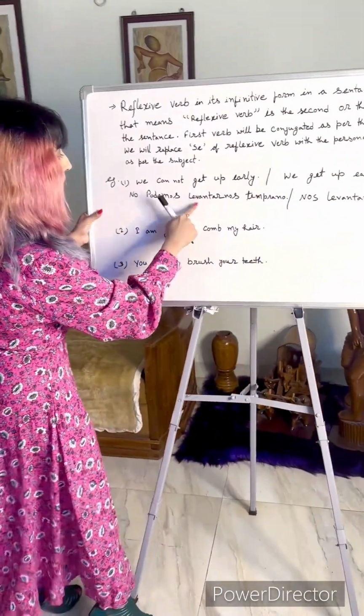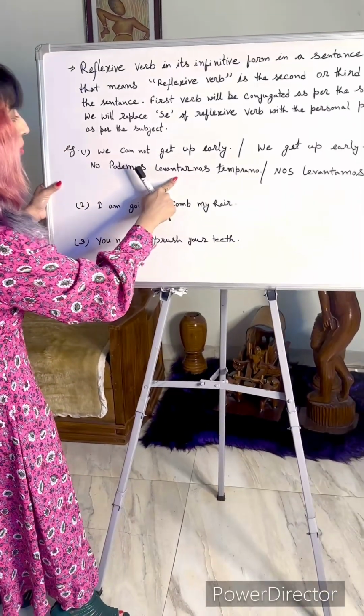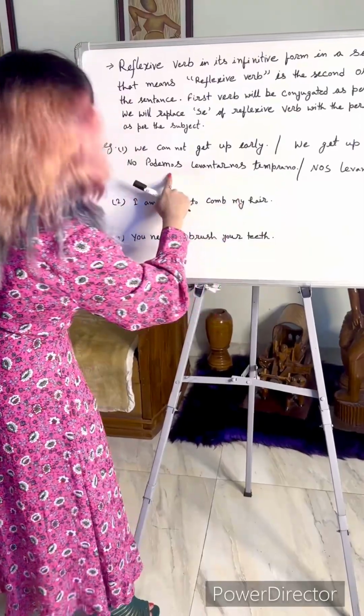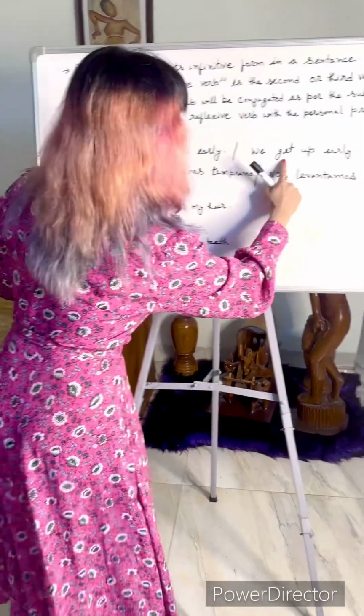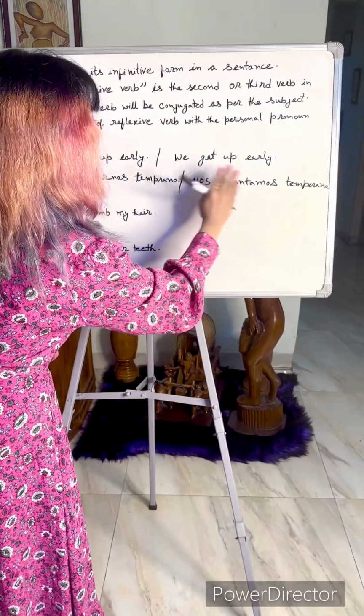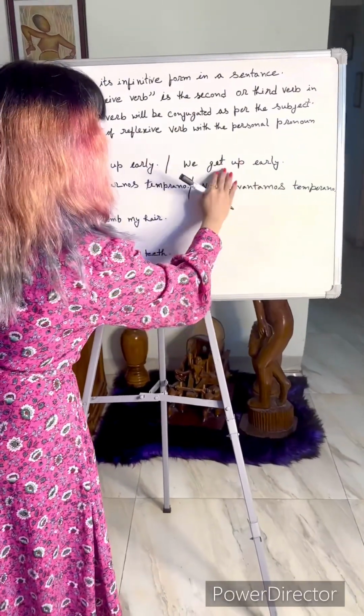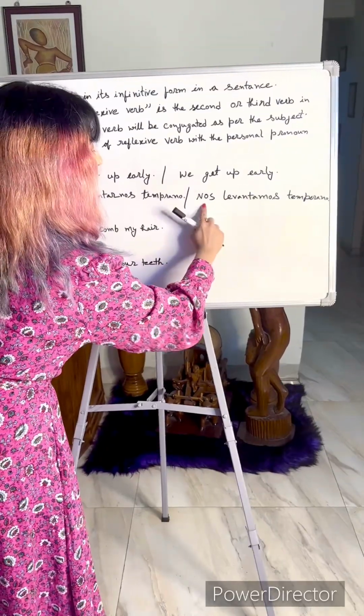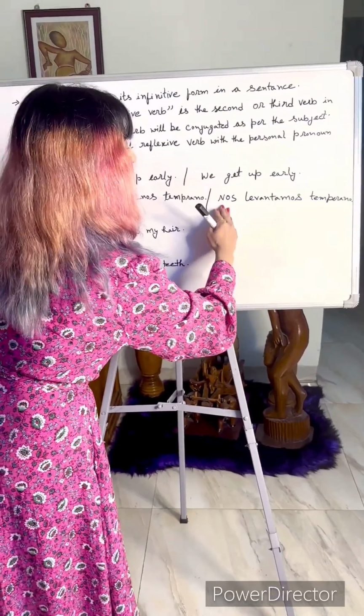If our reflexive verb is an infinitive, like a second verb, this is how we use it. And if our reflexive verb is in normal form, not the second or third verb but the first verb, then we are supposed to use it with a personal pronoun. Over here we'll start our sentence with the personal pronoun.